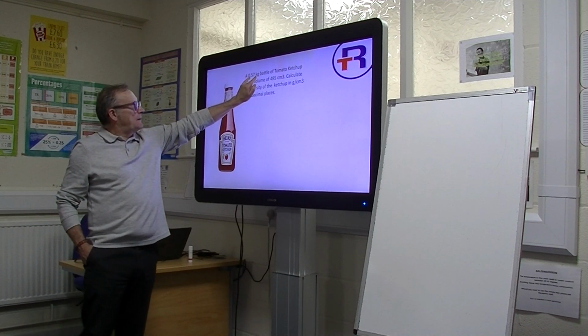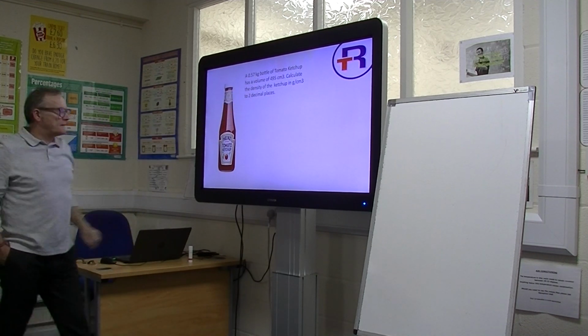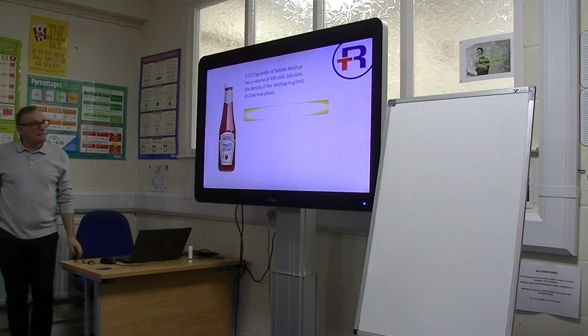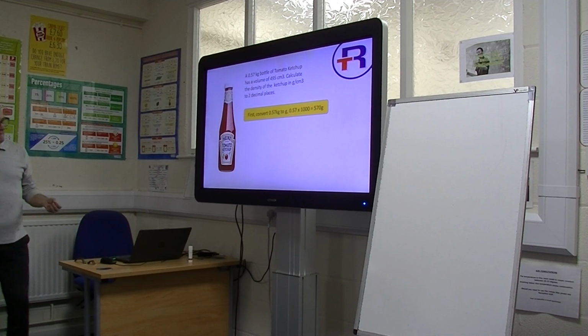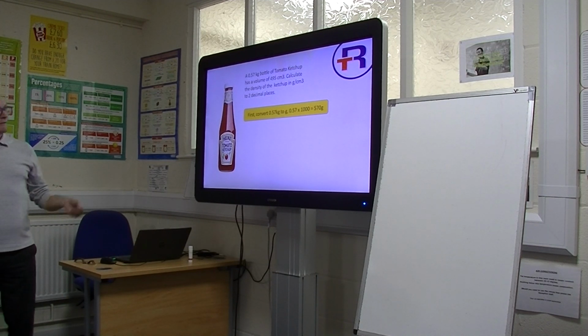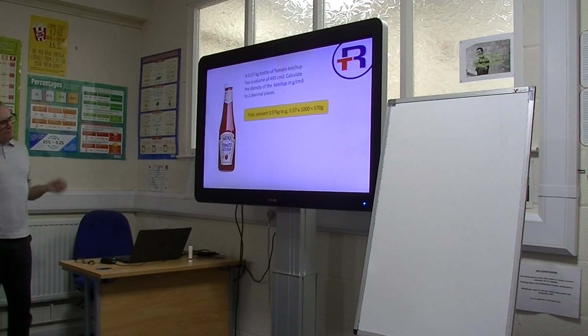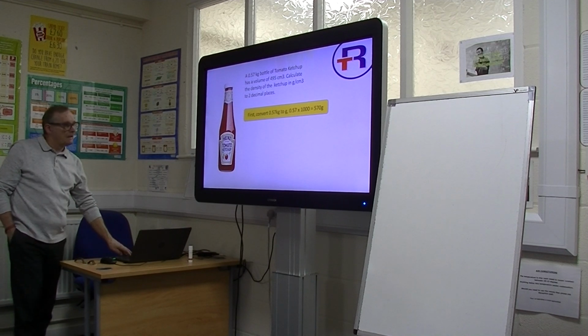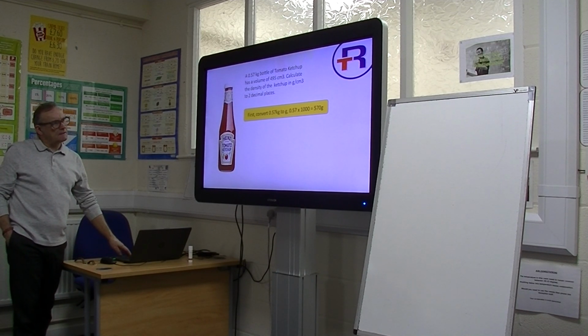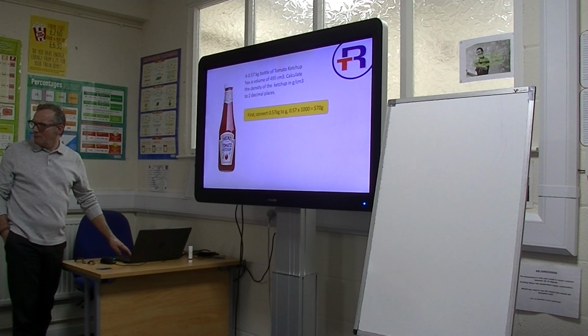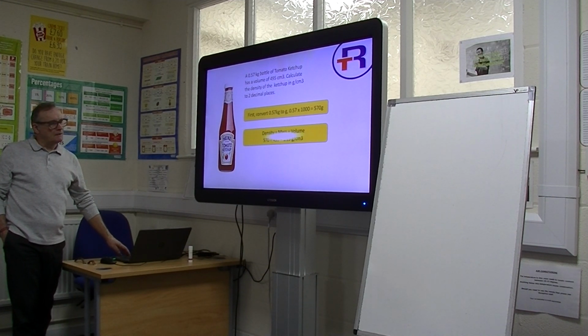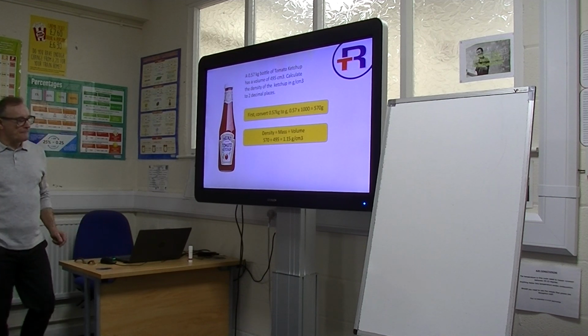So that's the first thing we did, and we changed that to grams. Firstly, convert 0.57 to grams. So that's 0.57 times 1,000, 570 grams. What's the formula then? What's the formula to working out the density? It's the mass times the volume, or divided by the volume? Divided, yeah. Mass divided by volume.